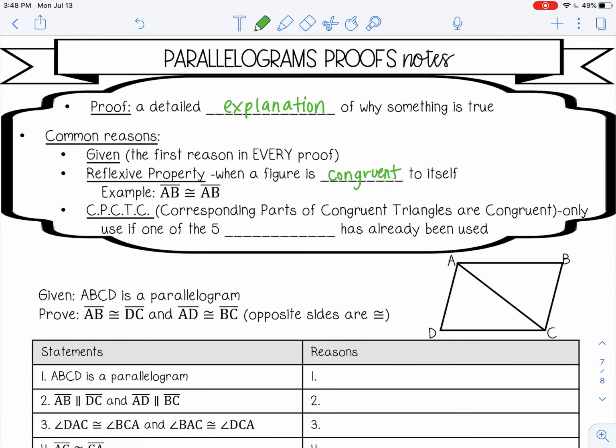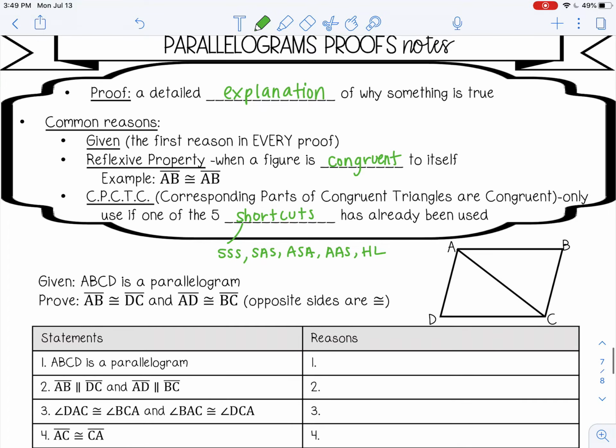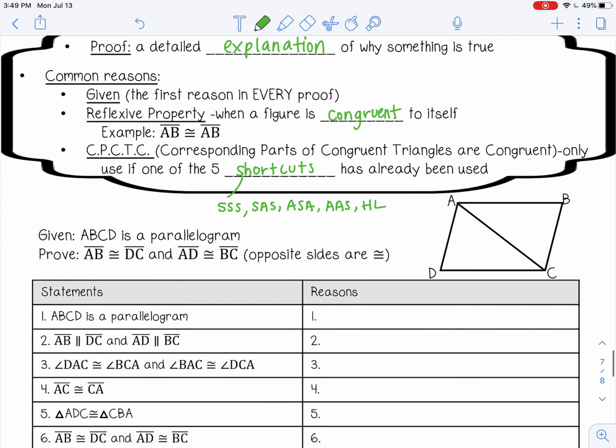and then CPCTC, which you probably remember from congruent triangle proofs. It stands for corresponding parts of congruent triangles are congruent, and you only use it if one of the 5 shortcuts have been used. And by shortcuts, I mean side, side, side; side, angle, side; angle, side, angle; angle, angle, side; or HL. Those are the 5 congruent triangle proofs. Okay. Let's go ahead and try example number 1.